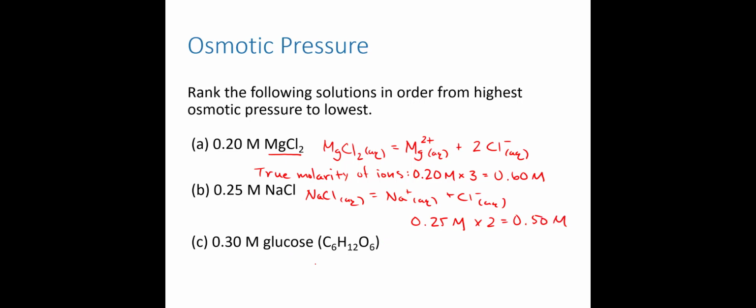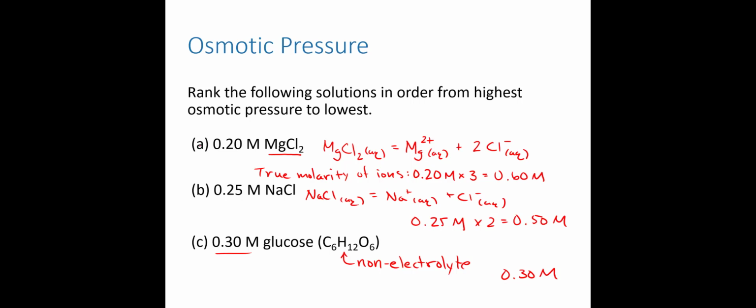How about glucose? Glucose is a non-electrolyte. It's not an ionic compound. We can tell by the fact that it's all nonmetal atoms here. That usually will work. So if it's a non-electrolyte, that means nothing dissociates, and the true molarity is just the given molarity. So it is 0.30 molar.